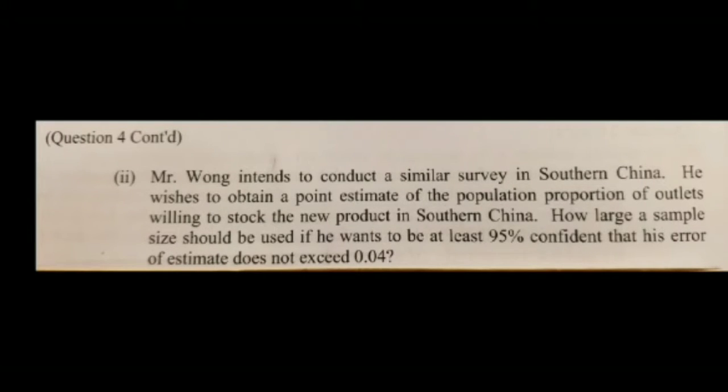Hello everyone, I'm Lin Hongming, and I'm going to talk about question 4A2. Let's look at the question first. The question asks us to find the size of the sample, which means that we need to find the unknown n. Also, we know that the confidence is 95% and the error of estimate does not exceed 0.04.